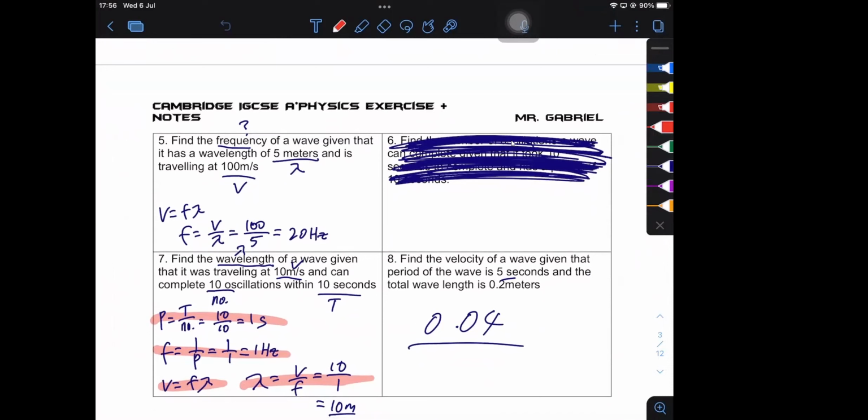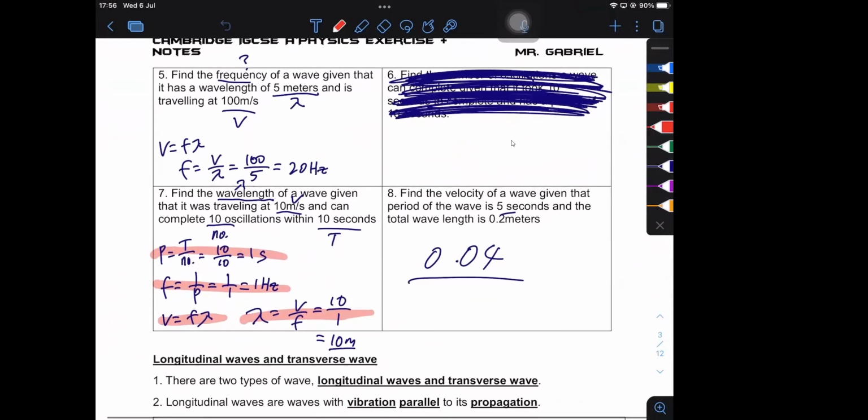Question 6, you can ignore it because I don't know what I was typing. But question 7, you're supposed to get 10 meters. And finally, question 8, you're supposed to get 0.04 meters per second. Yeah, guys.